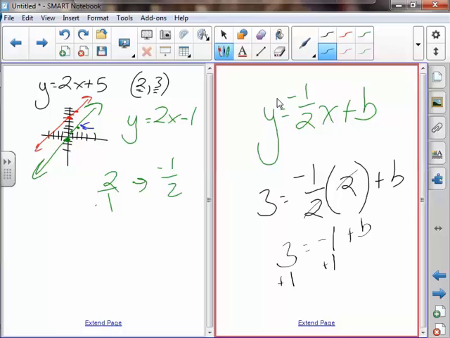So b equals 4. So my final equation is y is equal to negative 1/2 x plus 4, because we got a positive 4 is equal to b, right? Are we okay with that?